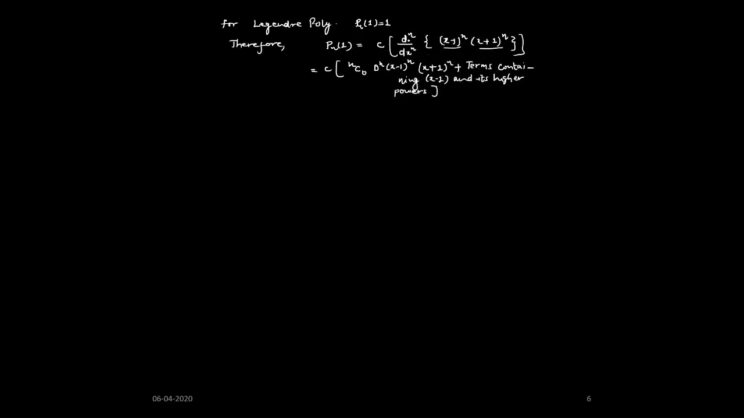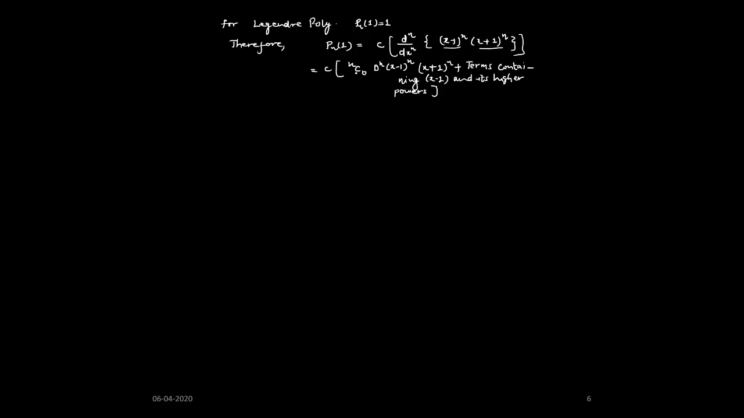Pn1 is c times dn un. The un is this, and x square minus 1 raised to power n. I have written this as x minus 1 raised to power n, x plus 1 raised to power n. X square minus 1 can be written as x minus 1 into x plus 1. That's why this is this, right? Okay, so now c times, we will differentiate this nth time using Leibniz theorem. So we will apply the Leibniz theorem here. This is u and this is v, right?